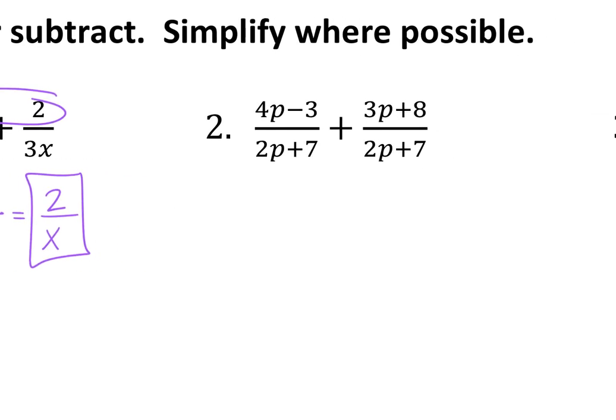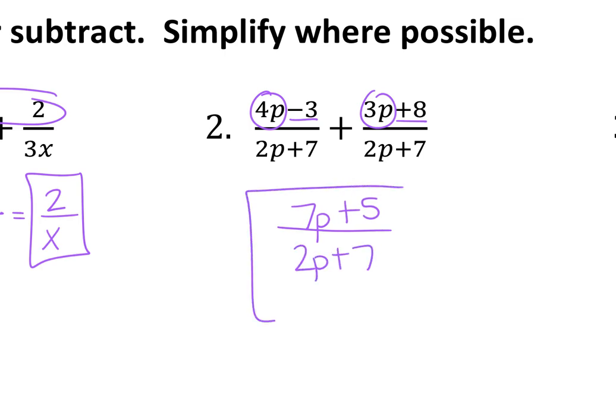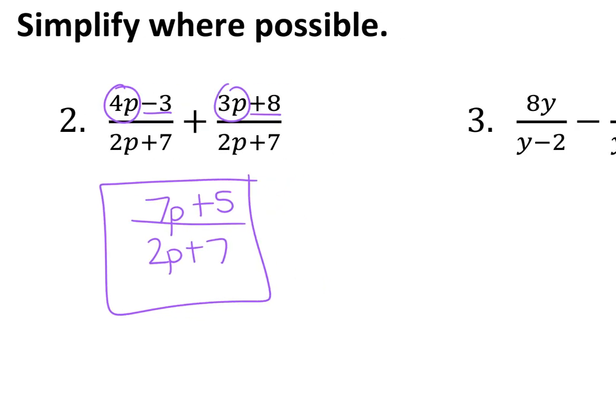Same thing, common denominator. So add the numerators, okay? So 4p plus 3p is 7p. Negative 3 plus 8 is positive 5 over 2p plus 7. Nothing to simplify on this one, so we're done.